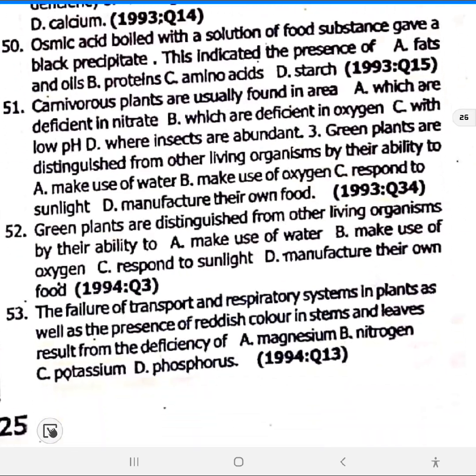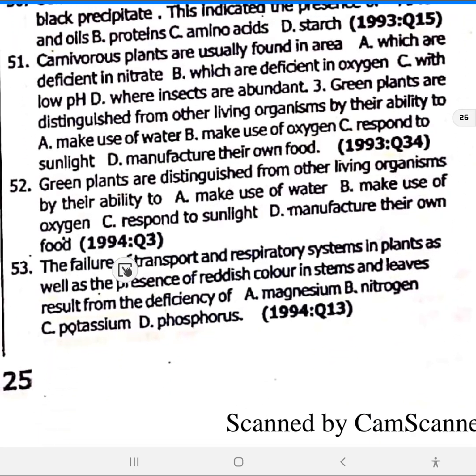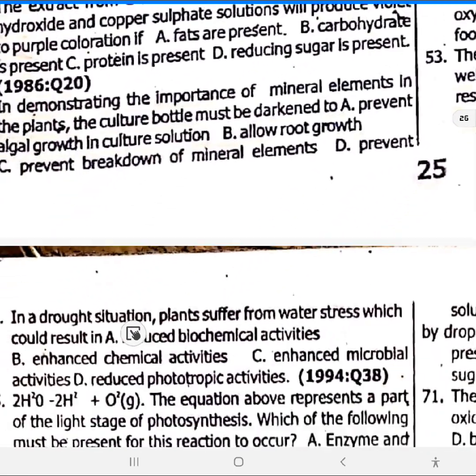53. The failure of transport and respiratory system in plants, as well as the presence of reddish color in stem and leaves, result from the deficiency of, 53 is definitely phosphorus, because it has to do with transport in plants. Phosphorus, we touched that previously.